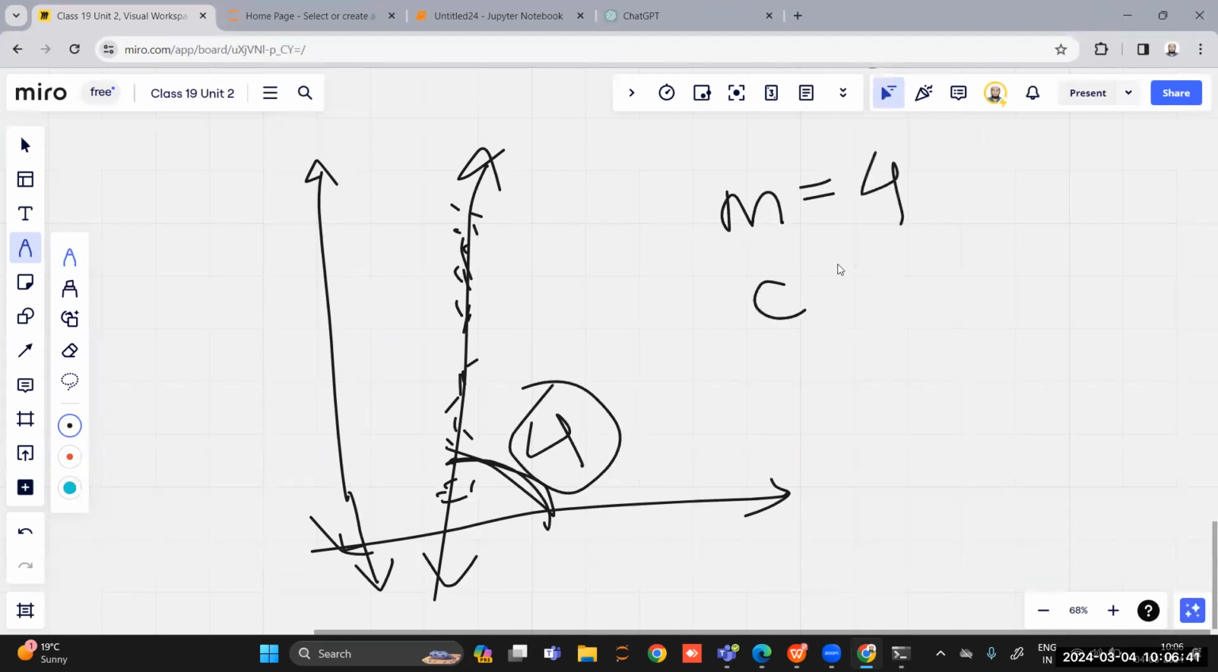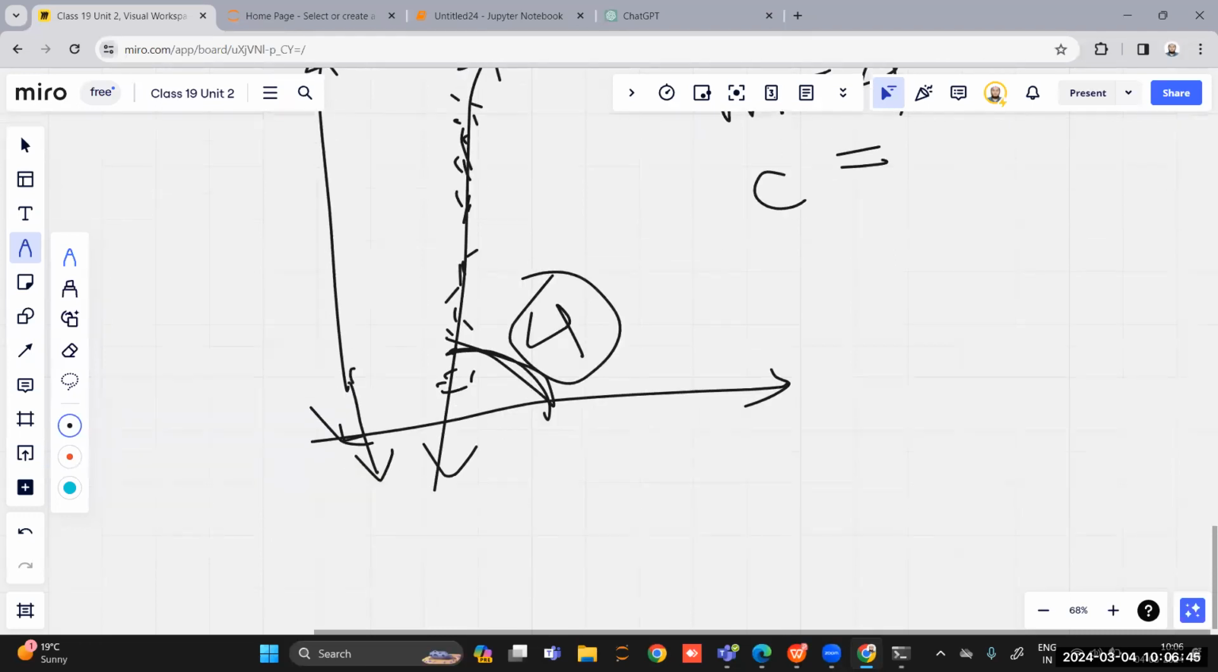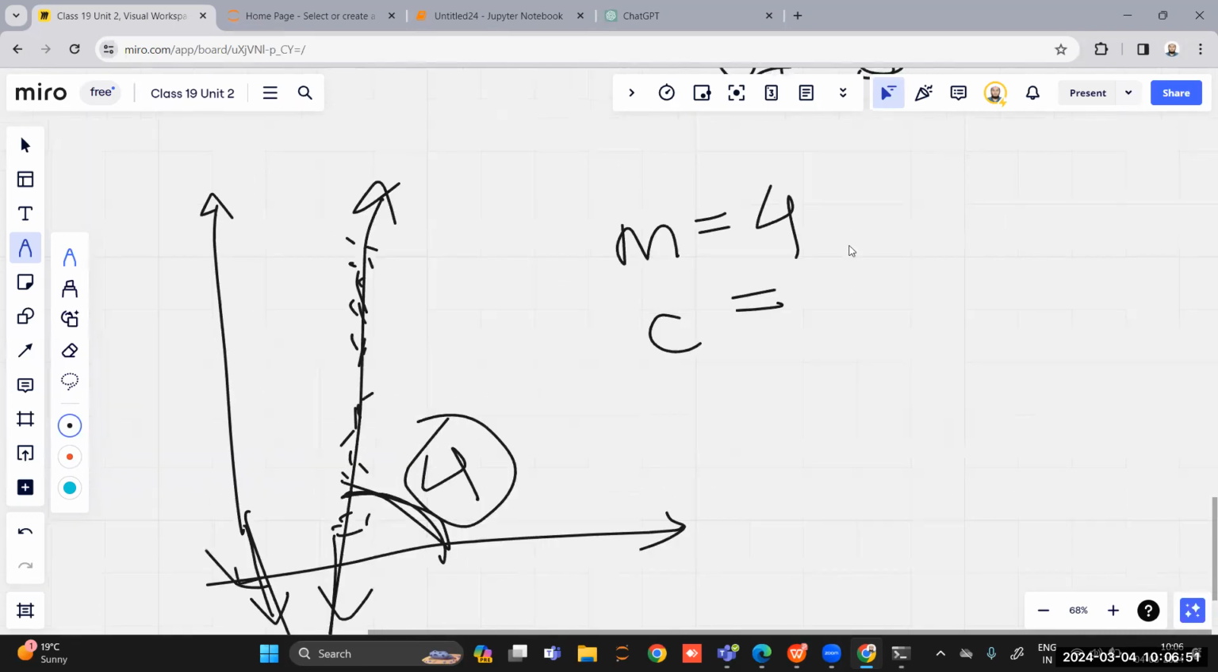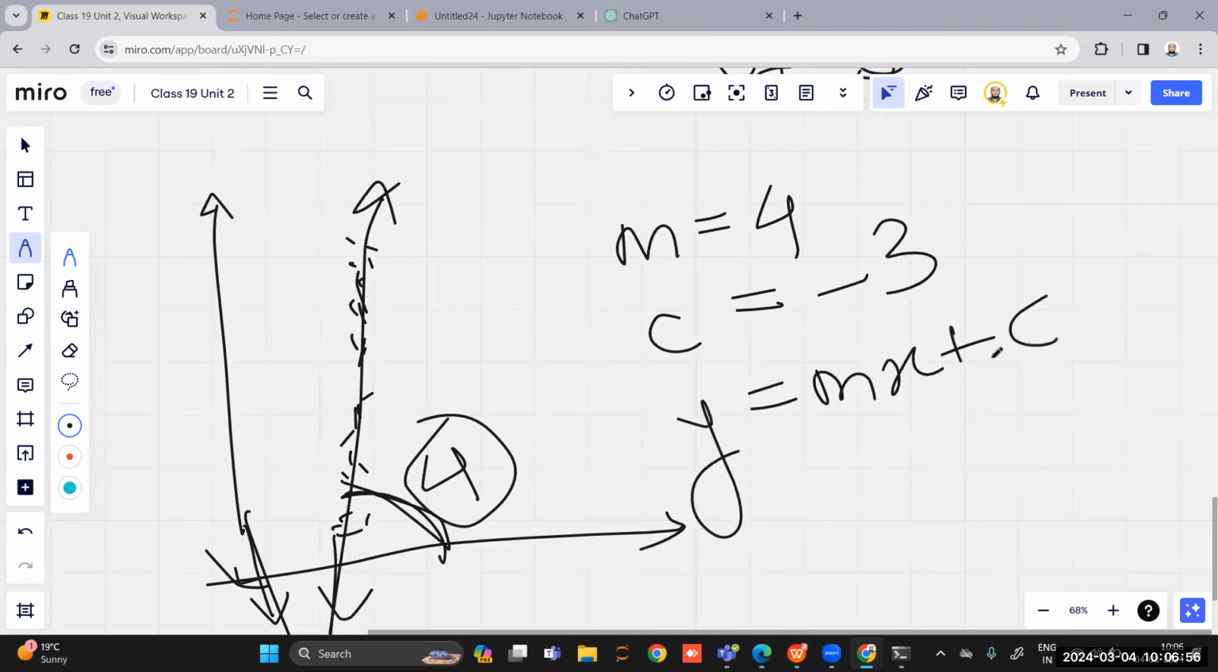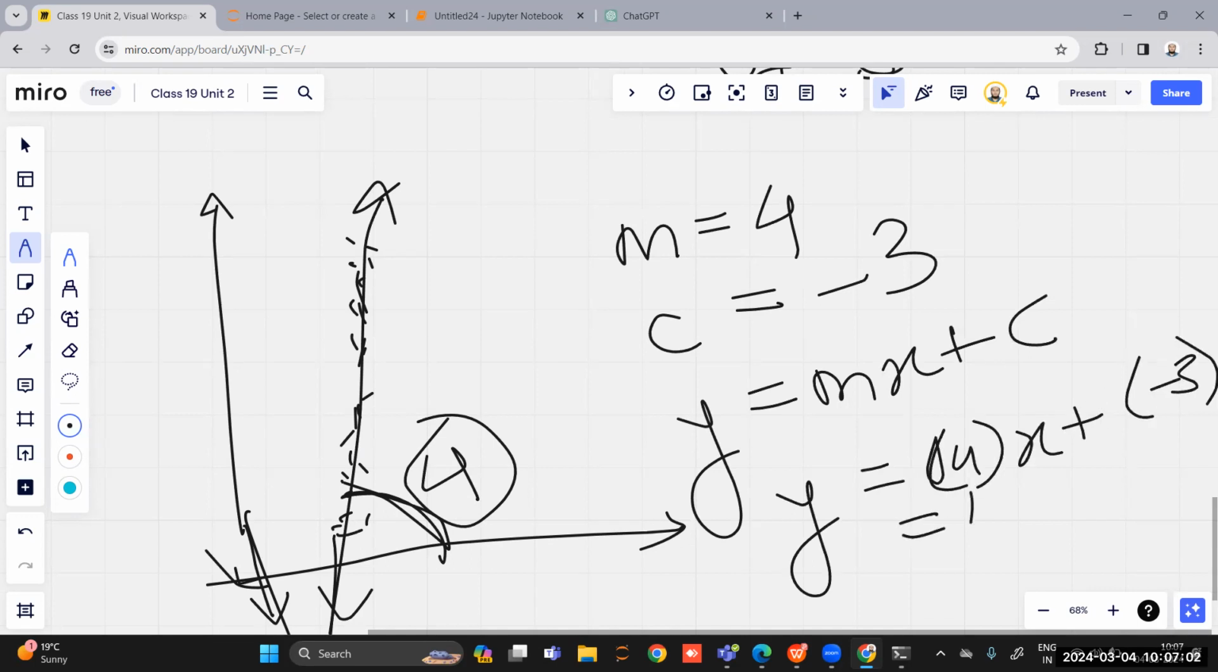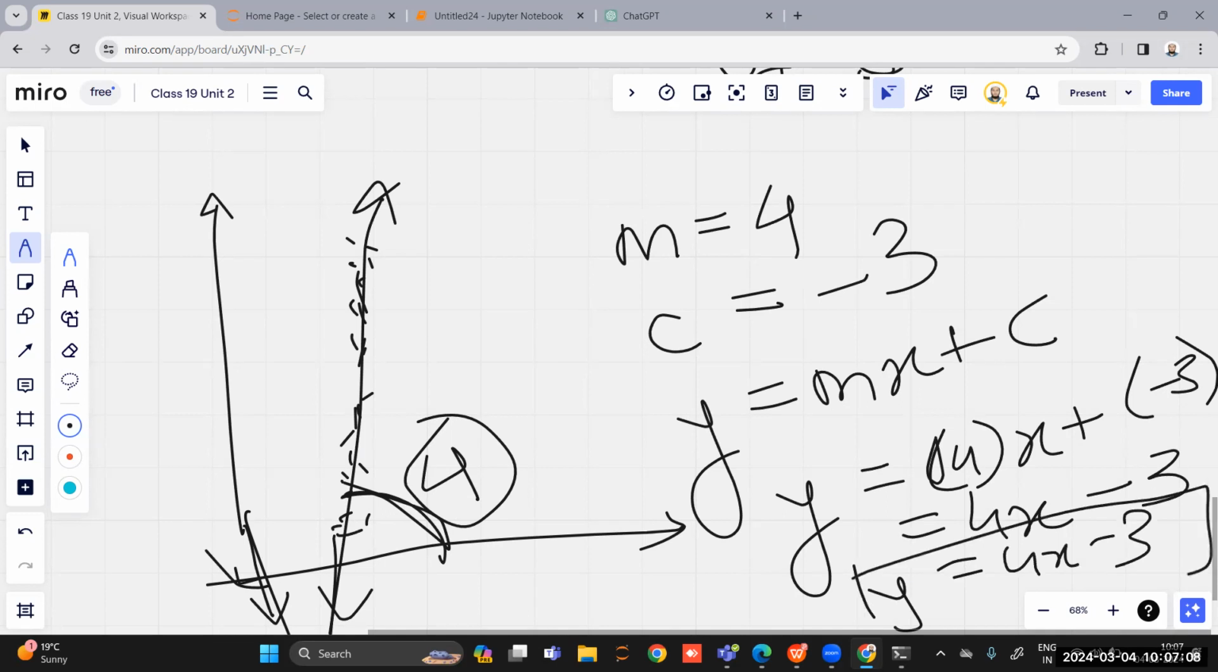Now what will be the c? Where is this line intersecting the y-axis? If I extend the line, suppose it is minus 3. So what will be the value of c? Minus 3. So what will the equation become? y equals mx plus c. So y equals 4 into x plus minus 3. So y equals 4x minus 3. Did you get that? That is how the equation of a line is represented.